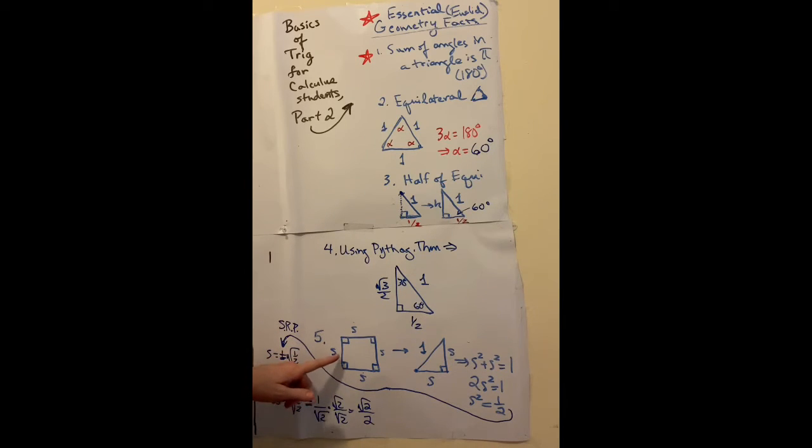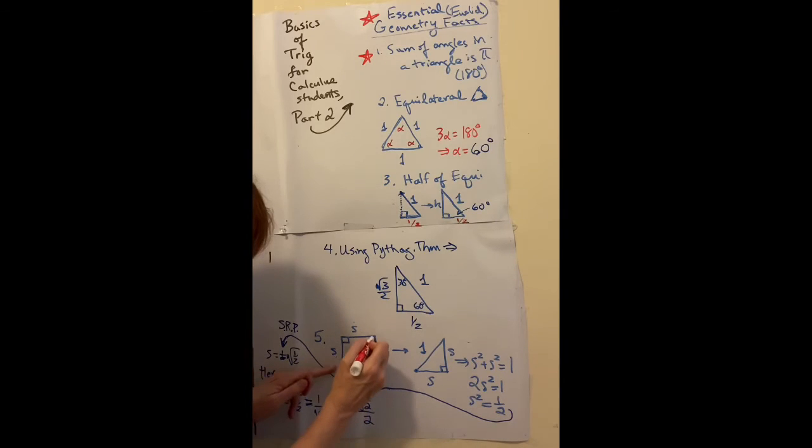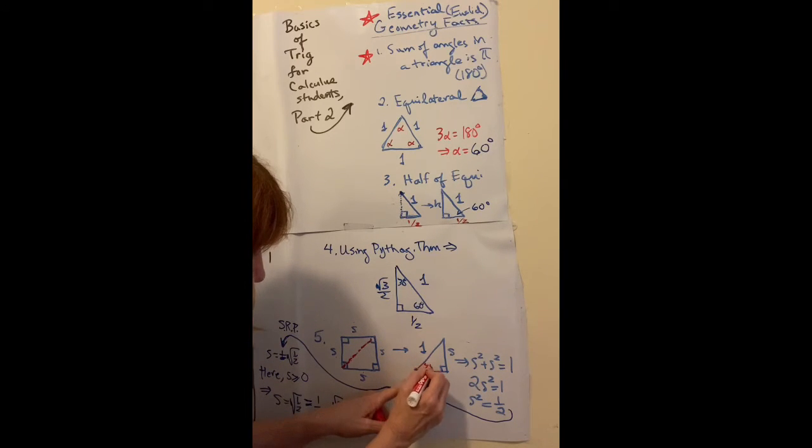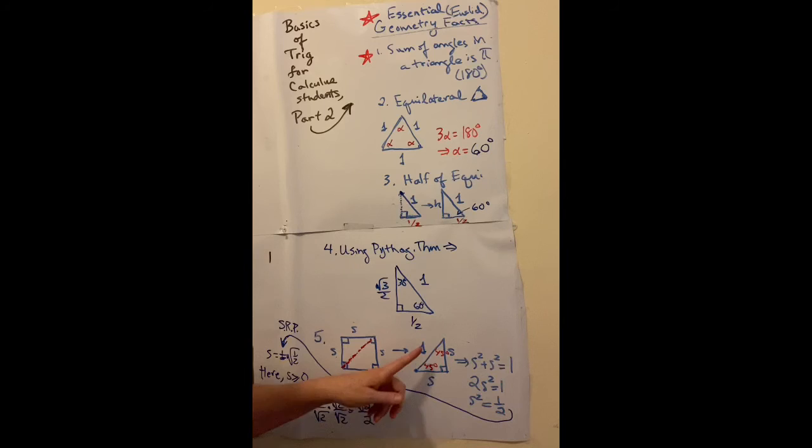Here's another one. If we started with a square, all sides the same length s, and split that right down the diagonal, we would get a triangle with, if we split that 90-degree angle in half, a 45-degree angle. Using the Pythagorean theorem again, we're going to get s squared plus s squared is equal to 1, or 2s squared is equal to 1, or s squared is equal to a half. Stop the video and do the rest of the algebra here.